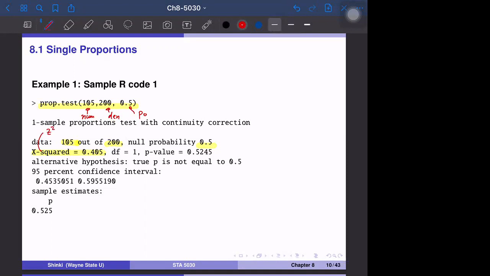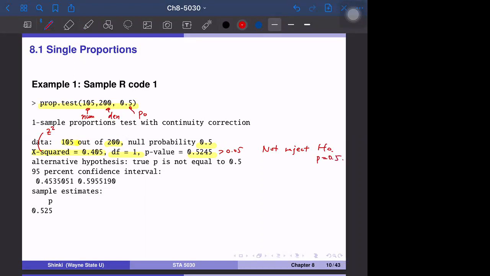So this is basically the z square. The square of a standard normal random variable is called the chi-square distribution with df 1. That's why R reports this as chi-squared and df 1. That means we always do a two-sided test here. And the p-value becomes 0.5245. So the p-value is larger than 0.05, so we do not reject the null hypothesis, H naught of p is equal to 0.5.